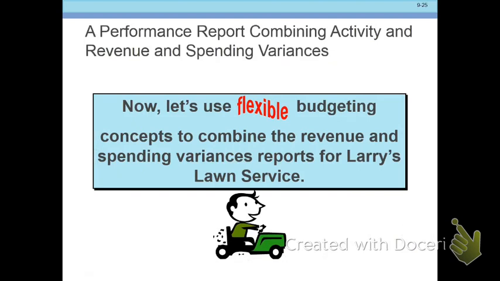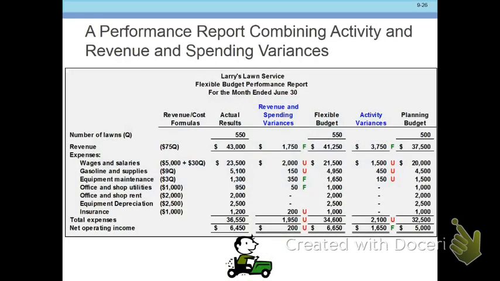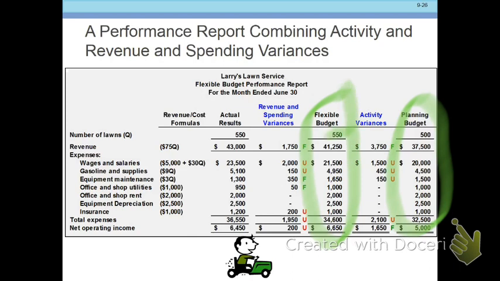Okay, so now we can take a look at some additional things and combine the two reports. Notice what we have here. If you take a look, what they've really done is combined everything we've taken a look at so far. Here's the planning budget. That one was from the start of the year. Here was the flexible budget. That was the one when we flexed it to 550 lawns instead of 500. And our activity variance is right there.